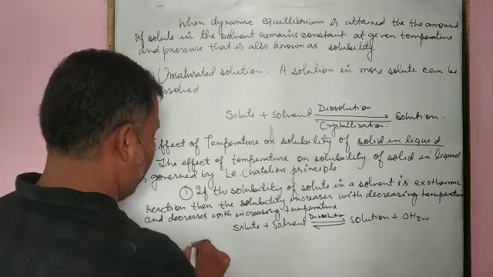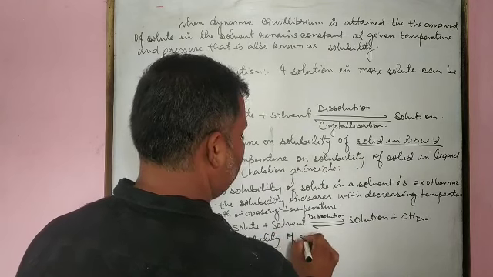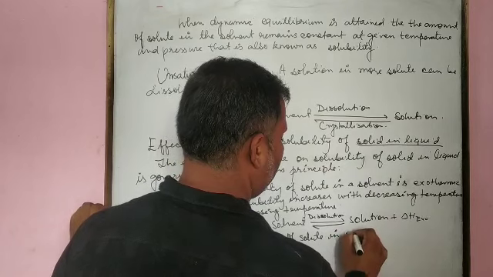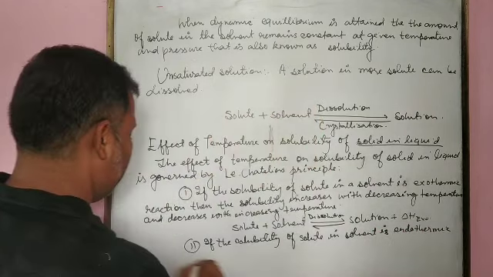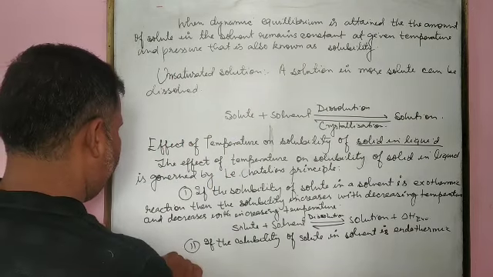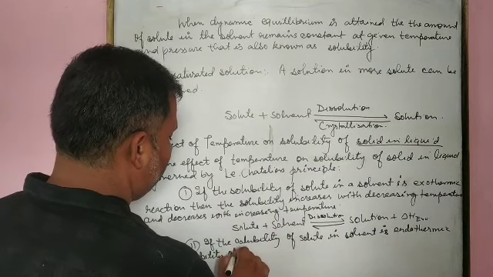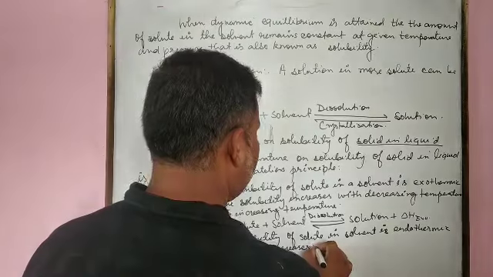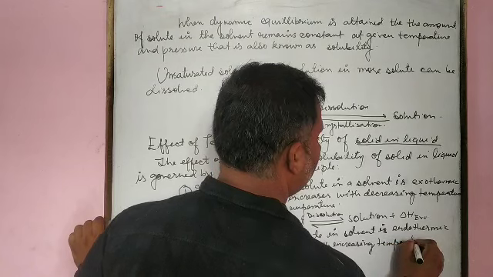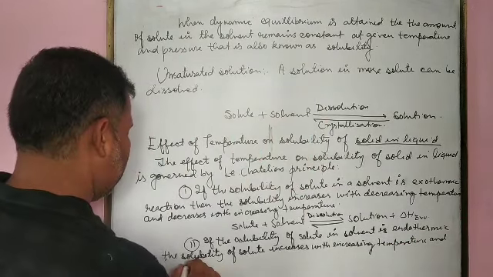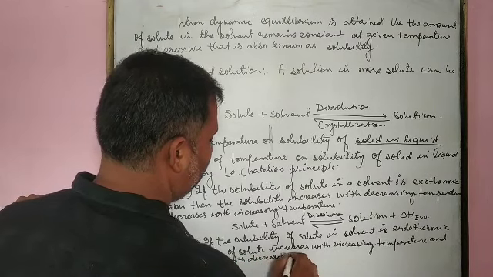To the next one: if the solubility of a solute in a solvent is endothermic, then the solubility of the solute increases with increasing temperature and decreases with decreasing temperature.